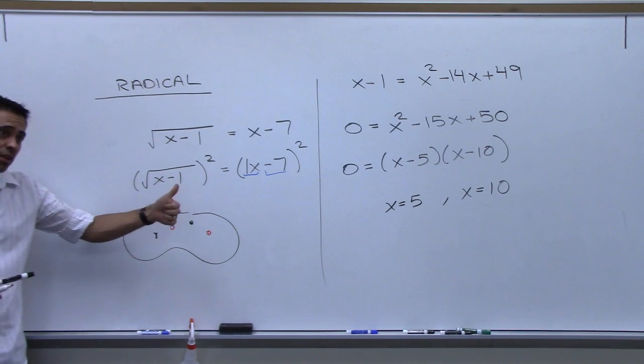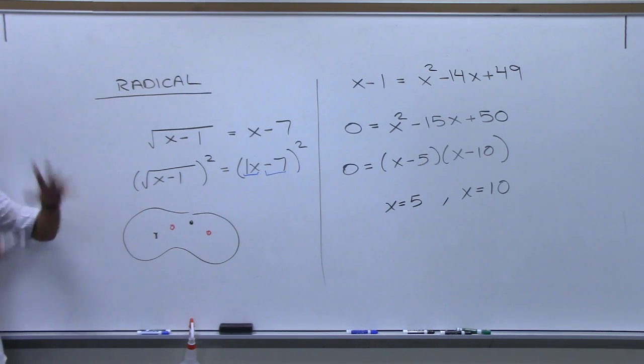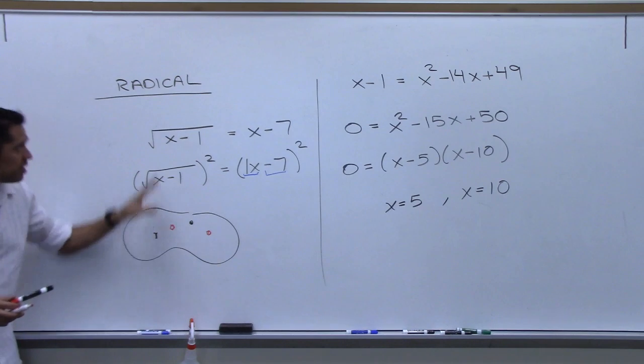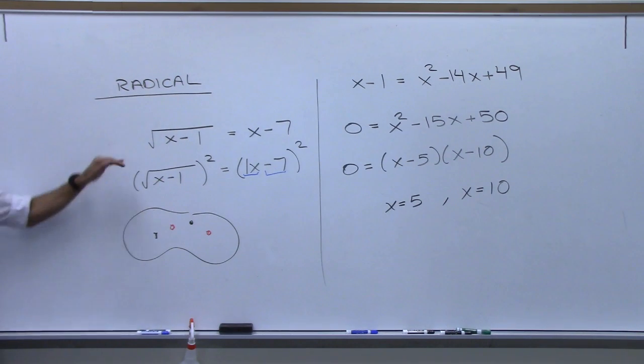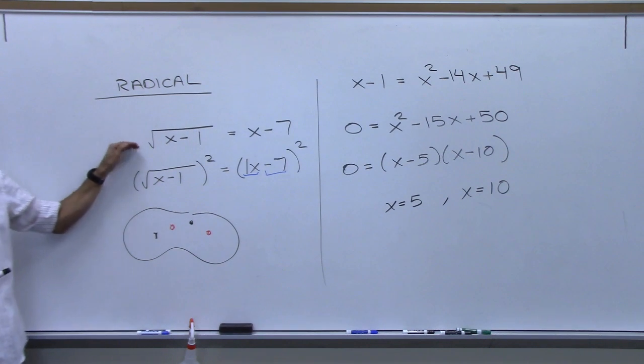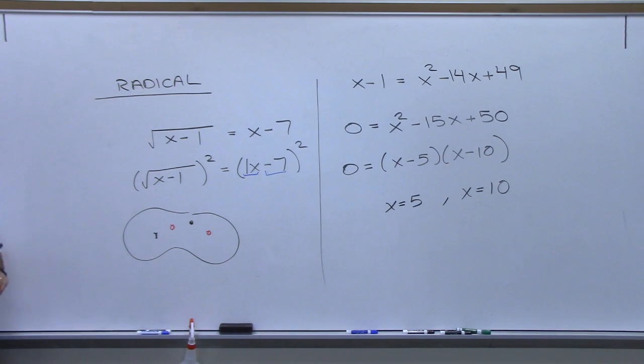So the red ones are the good, the black are the bad here, but you have to check them all to see which one is going to actually work in the original problem. So you have to plug them back in to the original problem, not to the quadratic, and check. Of course it would work in the quadratic, because that's where they came from.